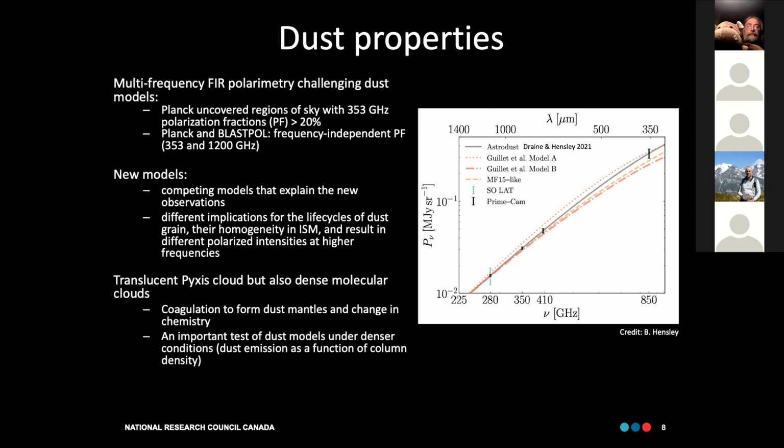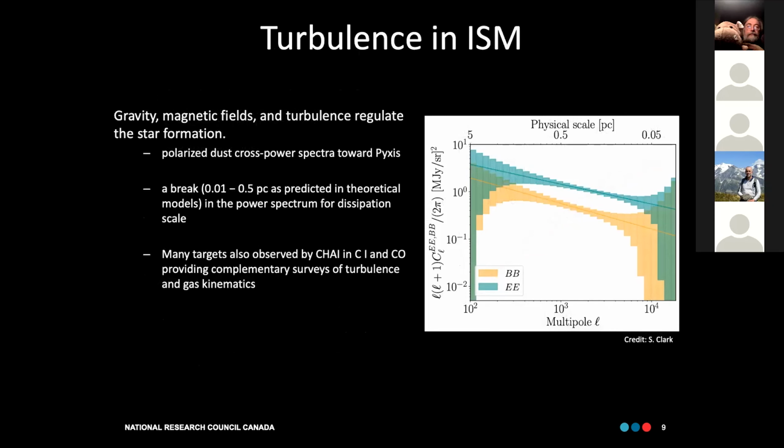For exploring dust properties, we won't be limited to Pyxis. As we go to higher density regions, we aim to explore dust properties, particularly as a function of column density. In Pyxis, also, we aim to explore the cascade of energy and turbulence from larger scales to smaller scales. And for that, we particularly aim to use the dust polarization power spectrum.